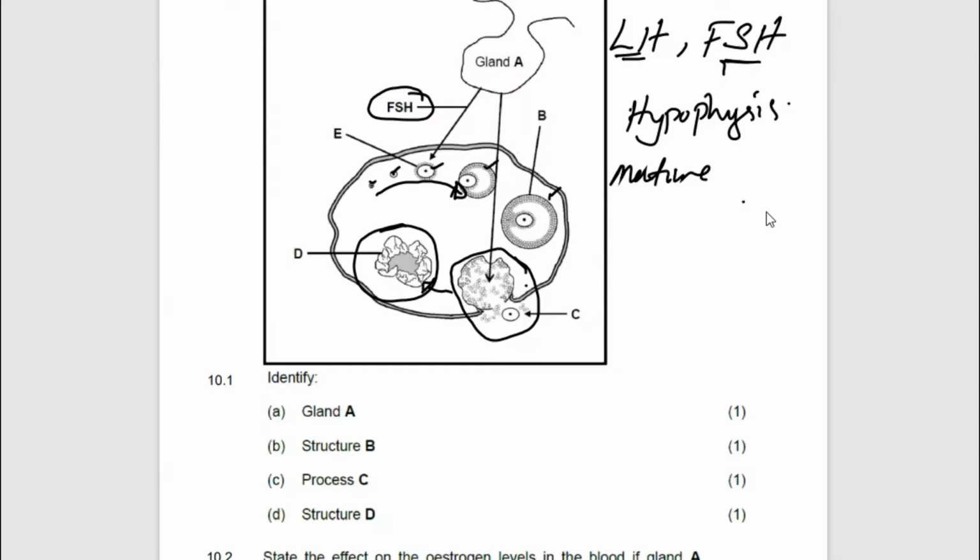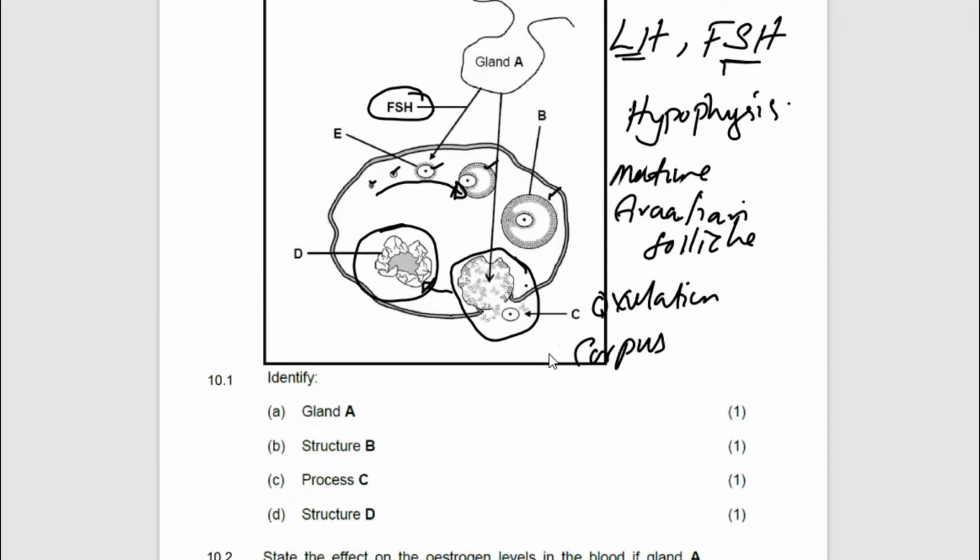So what is the difference between this and this? The difference is this one is mature, ready to produce the ovum. So it is a mature Graafian follicle. And then process C, we have seen it, we say that this is ovulation. And then structure D, we say this is corpus luteum.